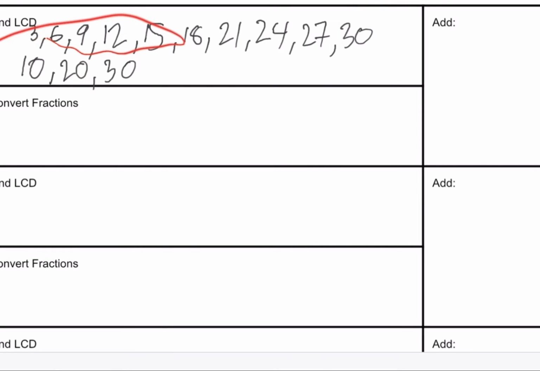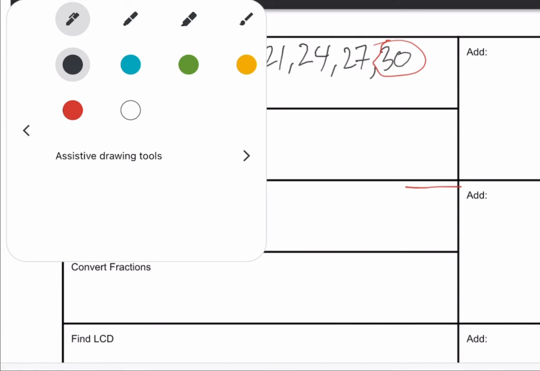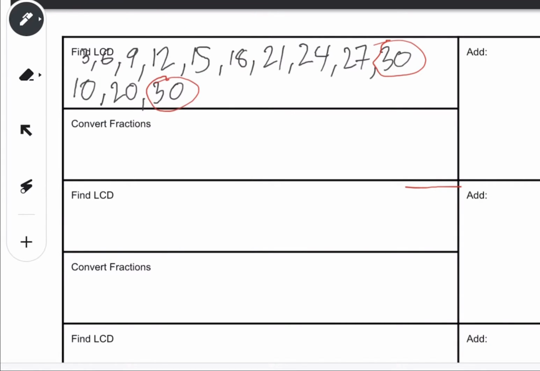Okay, so I got a common denominator, a number that is both up here and down here. There is no 10, and there is no 20, but there is a 30. So I'm going to circle that. And that gives me my 30. Now that I know that my denominator is 30, I'm going to write a 30 out here to the left. And now I'm going to go back and figure out my fractions.